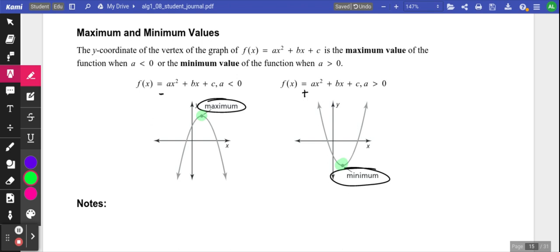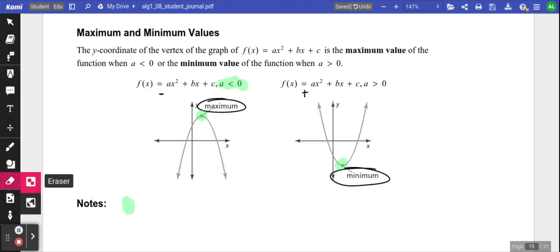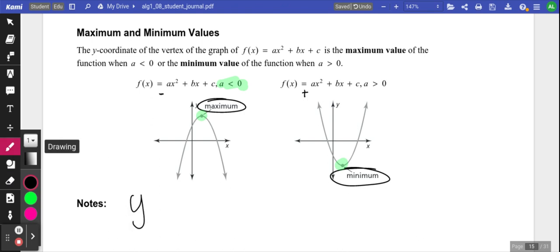But when we have just an equation, the way that we tell is if our a is less than 0, which is a fancy way of saying when our a is negative, you always have a maximum. If you're looking at your equation, let's say y equals negative 2x squared plus 3x plus 7, it doesn't matter what the rest of it is. You're just looking at your a value. If it's negative, you have a maximum.